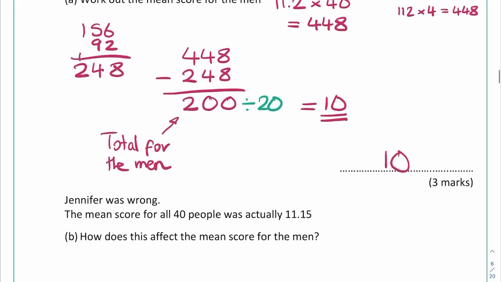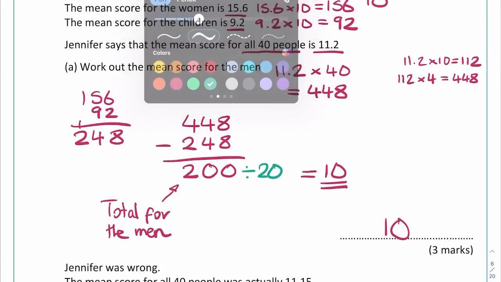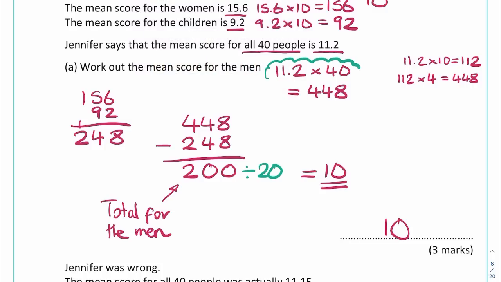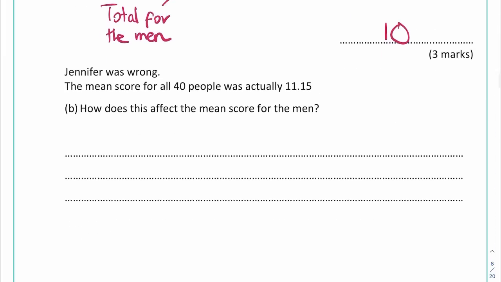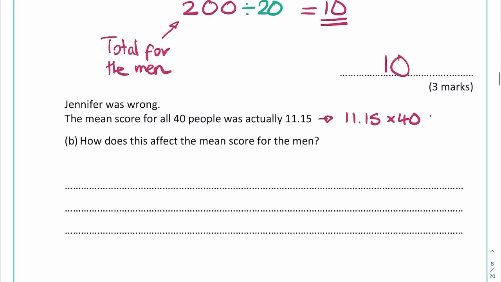Well, if 11.15 was their actual mean, that means when we did this calculation here, 11.2 times 40, we'd have actually done 11.15 times 40. And 11.15 multiplied by 40, if we'd have done that instead, we won't work that out, the answer will be less than 448. Okay, I'll write that as an inequality. You don't have to write this, but that is less than 448.